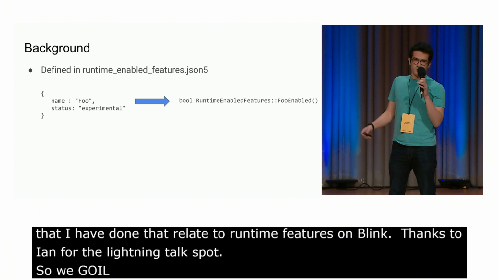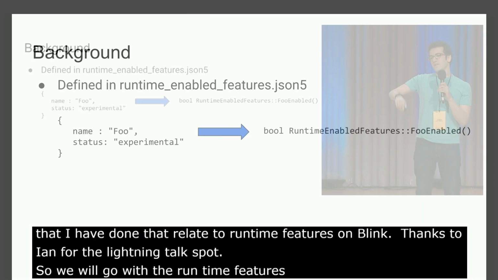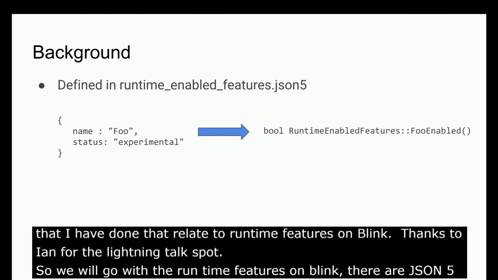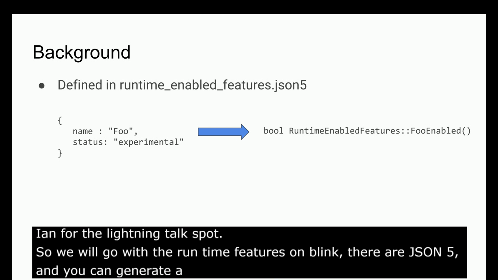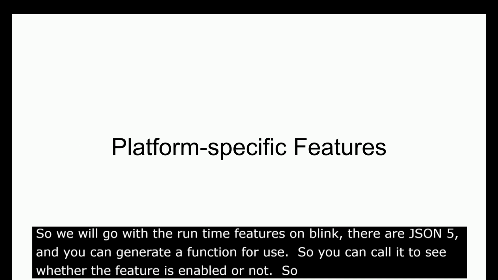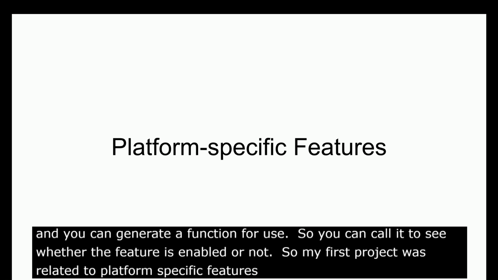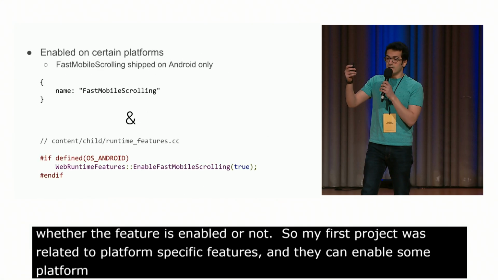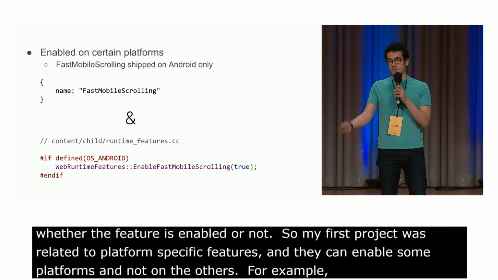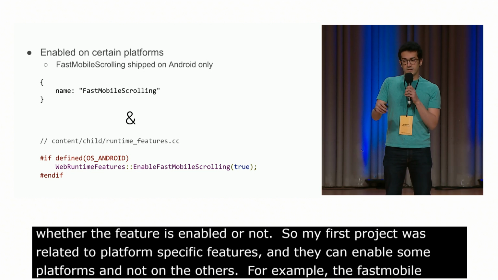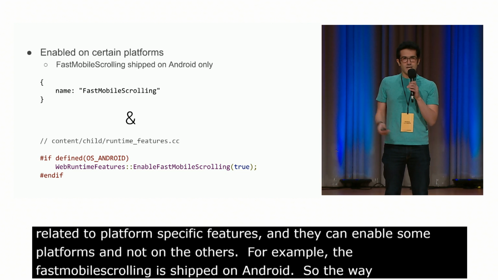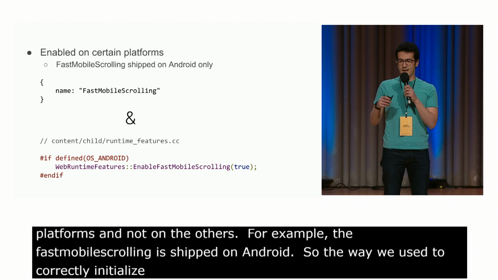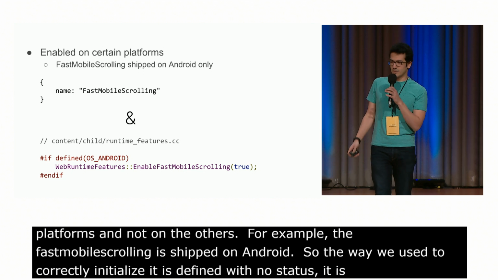They're all defined in runtime-enabled features.json5. You define a feature, and it will generate a function for you, so you can call it to see whether the feature is enabled or not. My first project was related to platform-specific features. Some features are enabled on some platforms, but not on others. For example, the fast mobile scrolling is only shipped on Android. The way we used to correctly initialize it was to define it with no status, which means it's not enabled by default on any platform, then manually enable it afterwards.